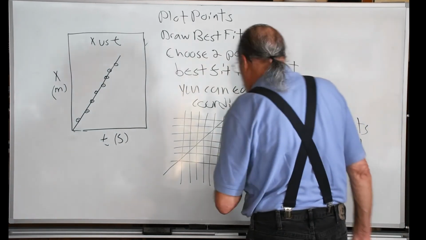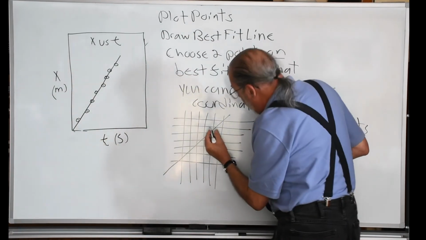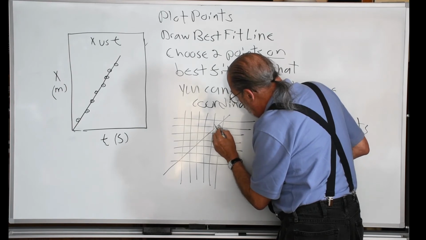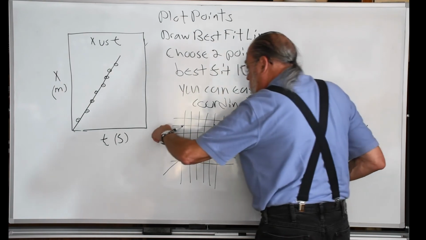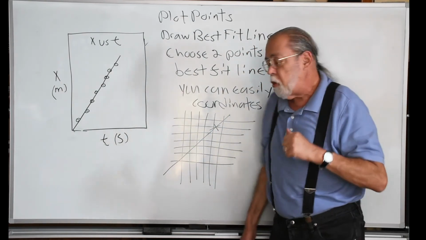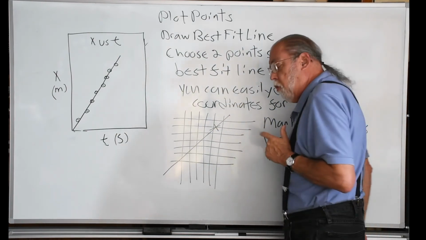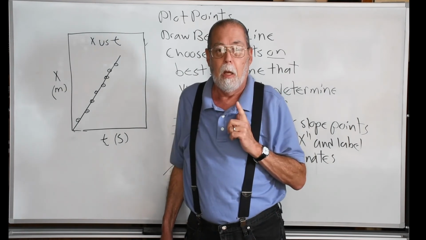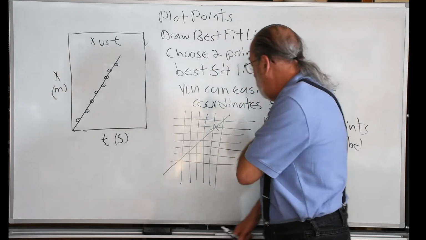Mark the slope points with an X and label the coordinates. So for here, I could choose this one. I can read the vertical coordinate exactly. You can always choose a slope point so that you can read the vertical or the horizontal coordinate exactly. Then you have to estimate the other coordinate.